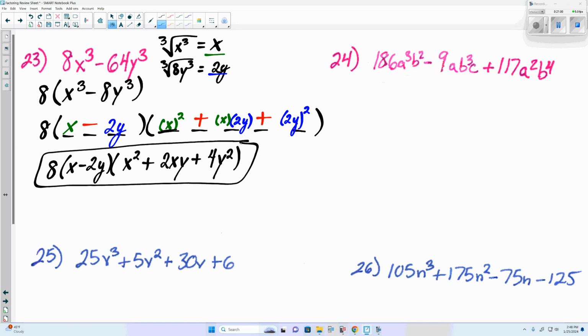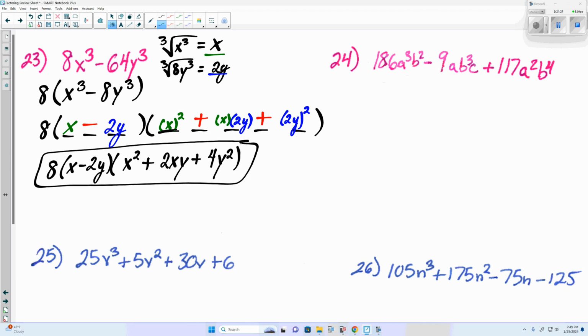Because when we square these here, we're multiplying it by itself, so we're saying 2y times 2y. Our 2 times 2 would be 4. Our y times y is y squared. Yes. Questions on 23?